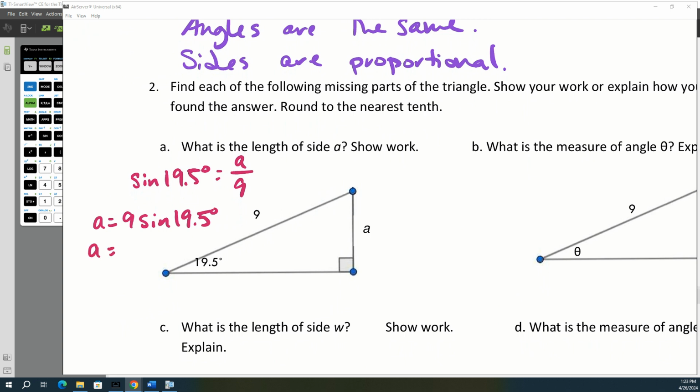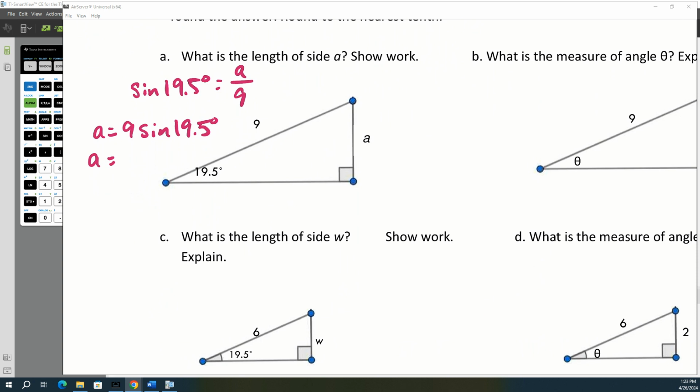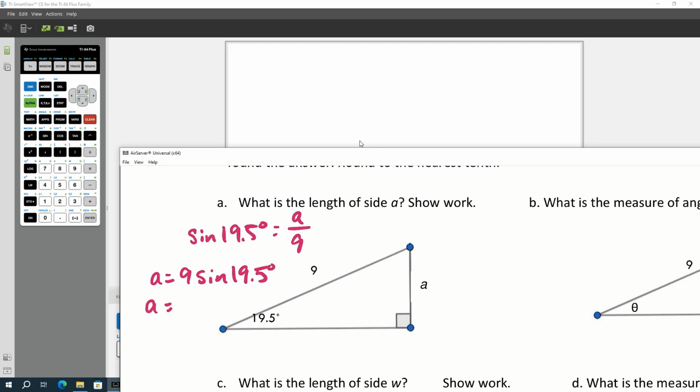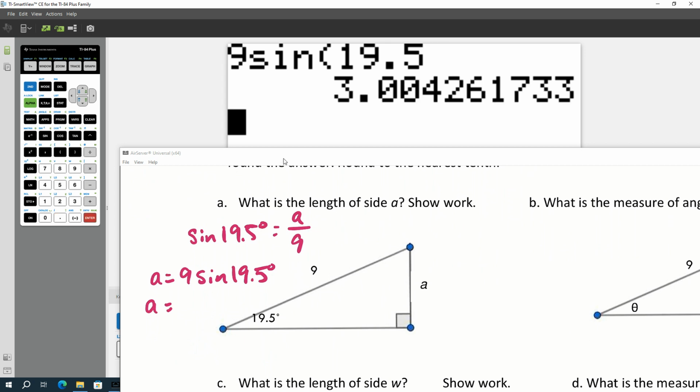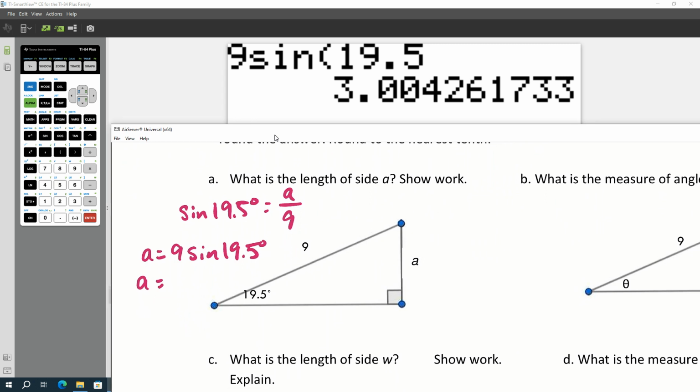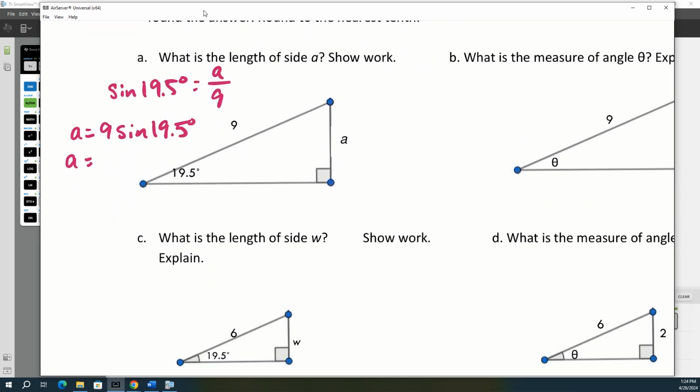And as long as your calculator is in degree mode, you can type it in like that. You don't have to do the degree symbol. It actually might mess it up if you do. So you would just do 9 sine 19.5. There it is. So if we're rounding, I think it says round to the nearest tenth. What would you say that is? That's just 3.